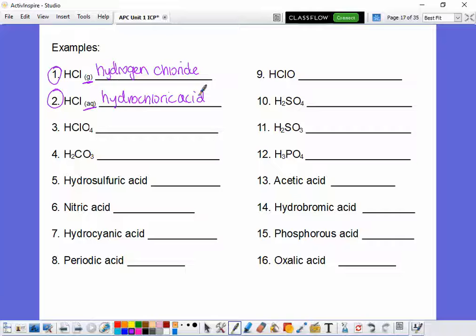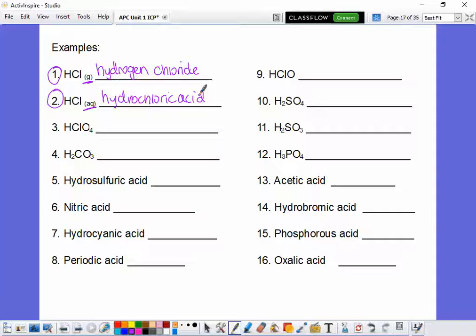So in general, if the acid doesn't contain oxygen anywhere in the formula, since oxygens are normally in those polyatomic ions, if there is no oxygen, then the name starts with hydro. Okay? If there's no oxygen in the acid, it starts with hydro. If there is oxygen, then you don't include hydro.